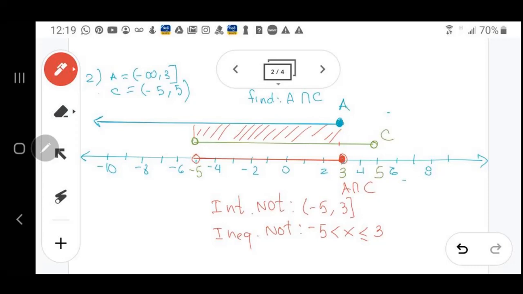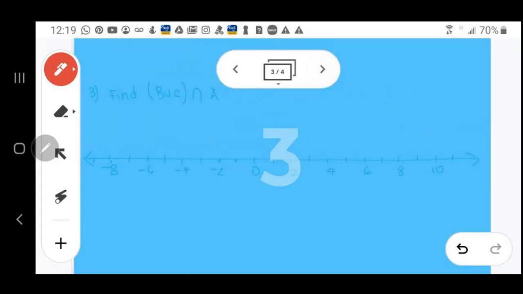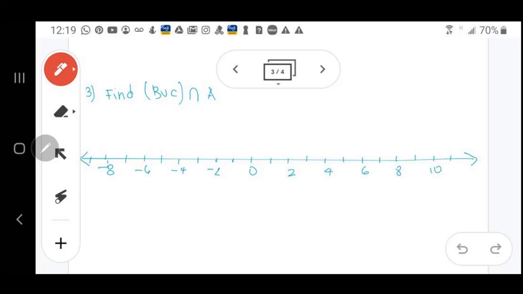Let me continue with the next one. And the next one, we need to find B union C intersected with A. If you remember, guys, we already know what is B union C. We have it in one of the exercises. It's exercise 1.